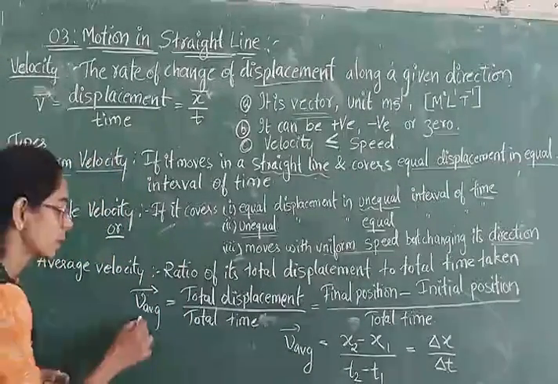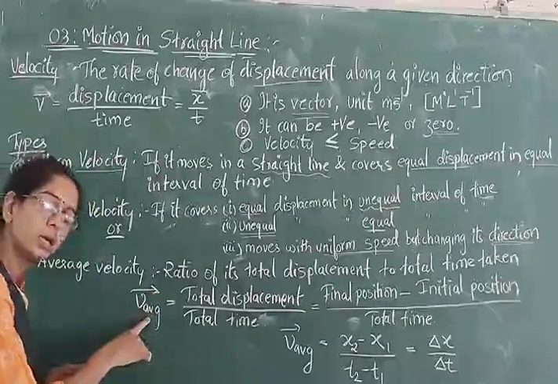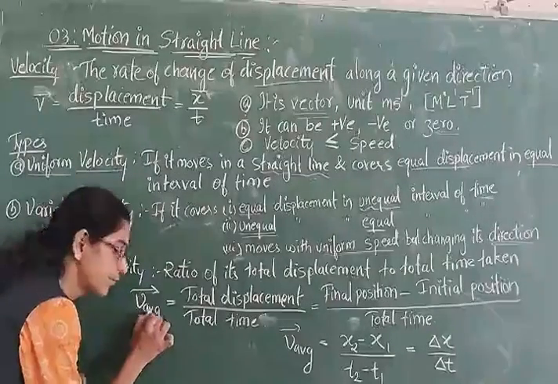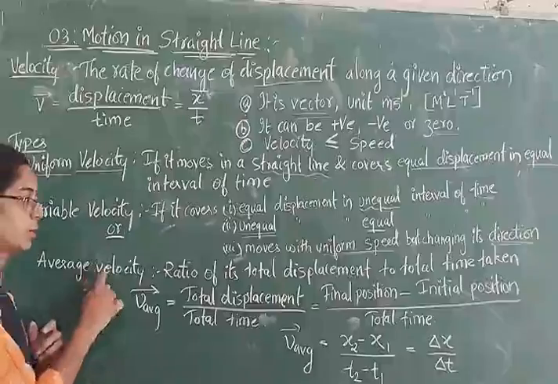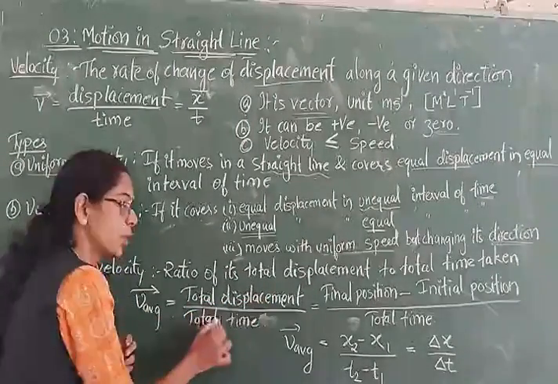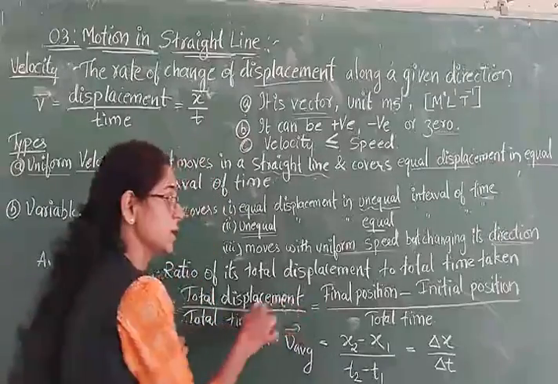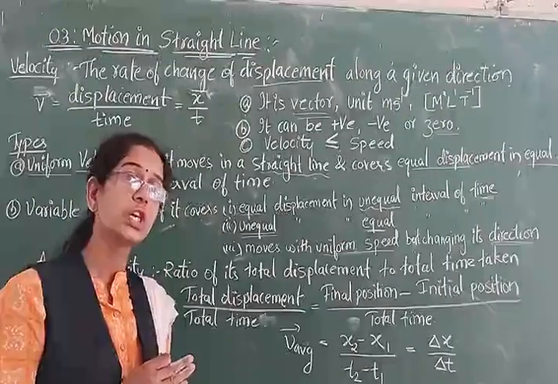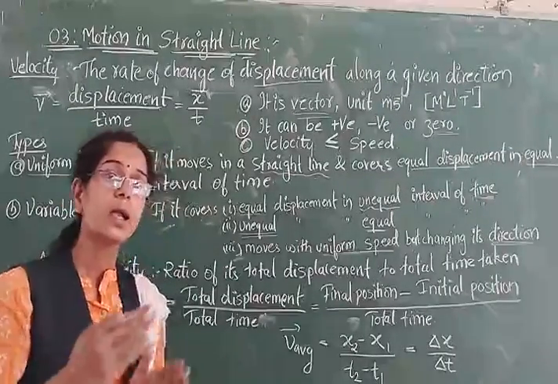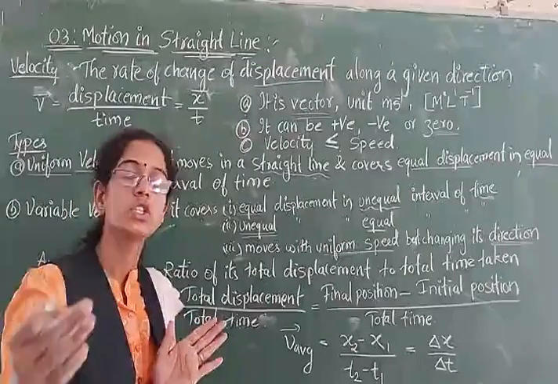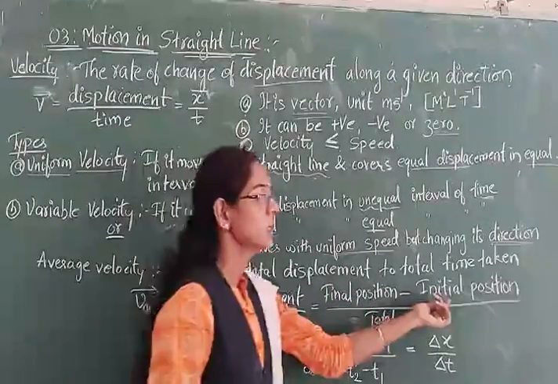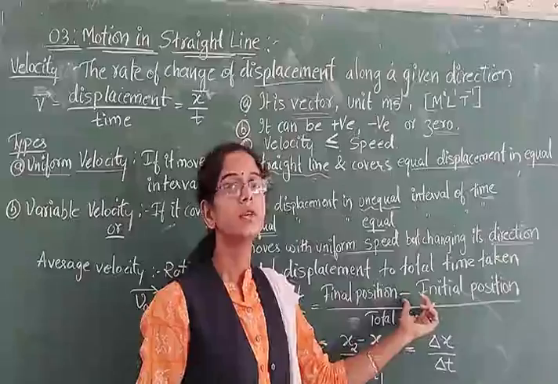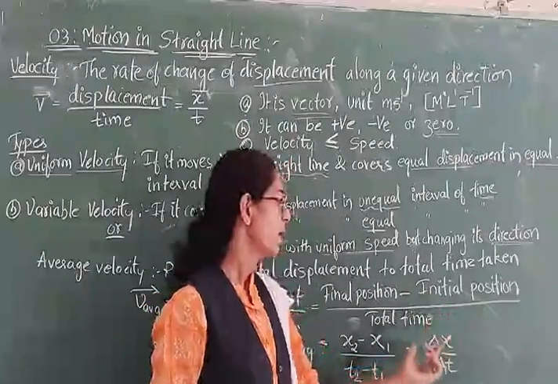Since it is a vector quantity, I have noted it as V, and in the lower index it is avg, which represents average value. It is equivalent to total displacement upon total time. How do we measure displacement? It is nothing but the shortest distance between two points, the initial and final position. We get that by taking the difference between these two points, initial and final, which gives you the total displacement traveled, divided by total time.